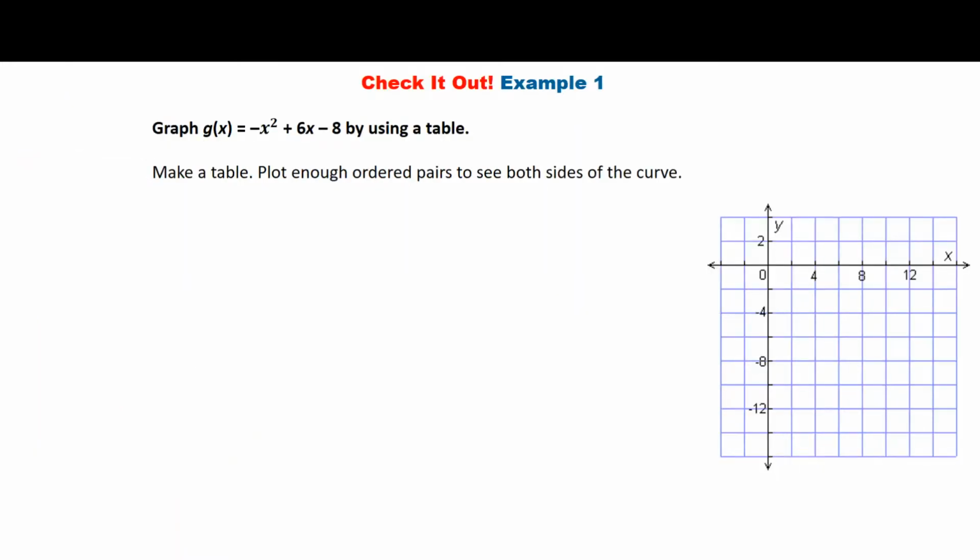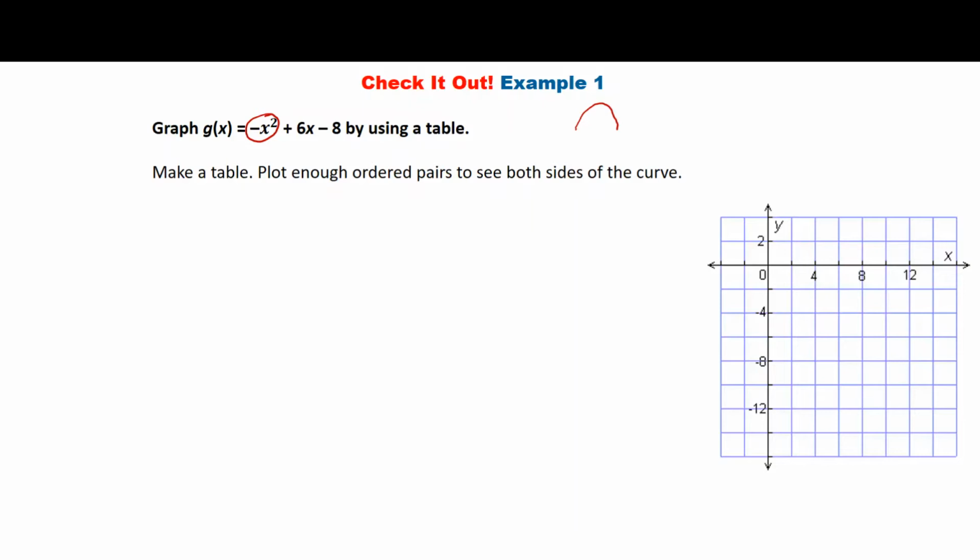Here's another one. I want you to try this one on your own. Turn the video on pause for just a minute and see if you can do this one. You might want to notice that I've already got a negative, so our parabola is going to be going this way. When you try it on your own, see if that's what you get.